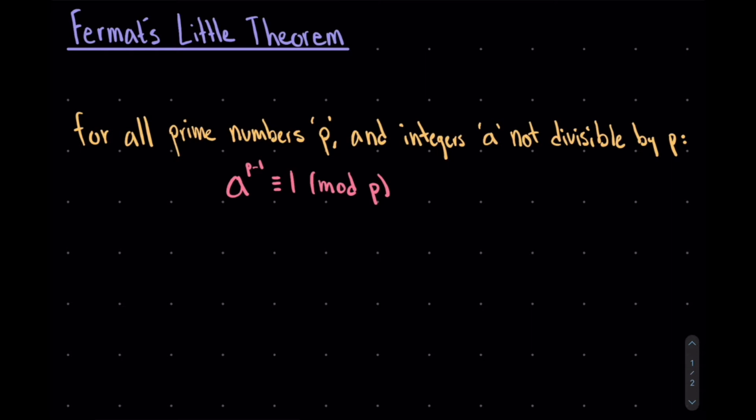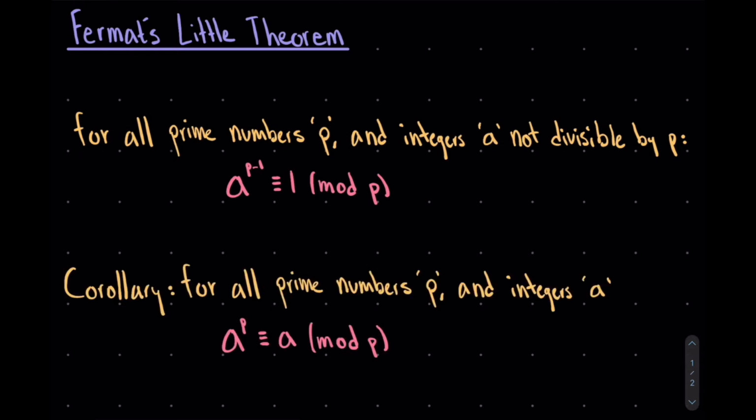Furthermore, from this theorem we get its corollary, that for all prime numbers p and integers a, a to the p is congruent to a modulo p. And if you don't know, corollary just means a statement that follows from. So this corollary follows from Fermat's little theorem.